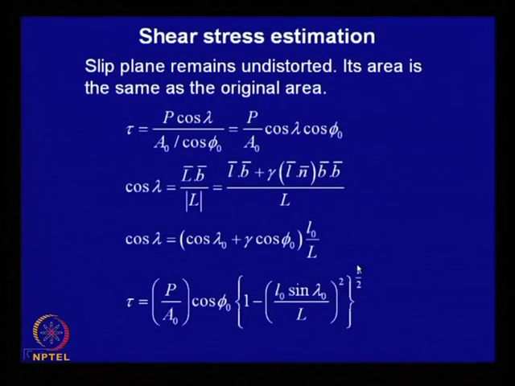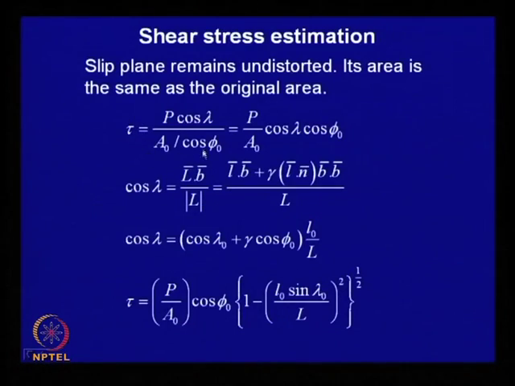Now, how do you calculate shear stress? Shear stress will be defined as the force along the slip direction, which is P cos lambda, divided by this area. One important thing you must remember is that when slip takes place, the slip plane does not get distorted, its area remains exactly the same as before slip. So, when you calculate that final area, it is A naught over cos phi naught. And cos lambda you can easily find out as capital L dot B over magnitude L.